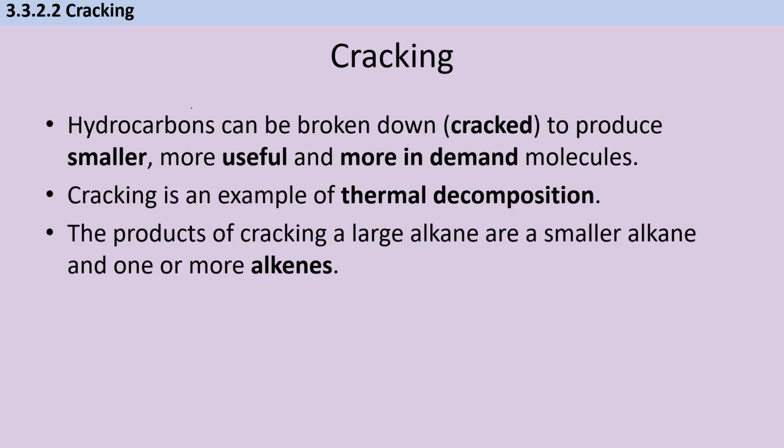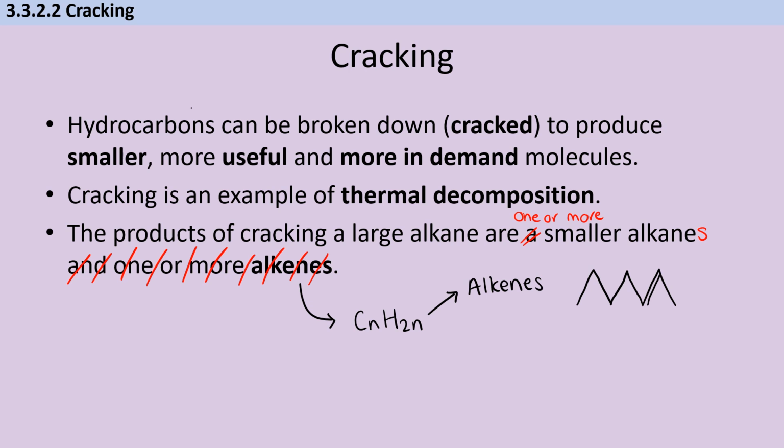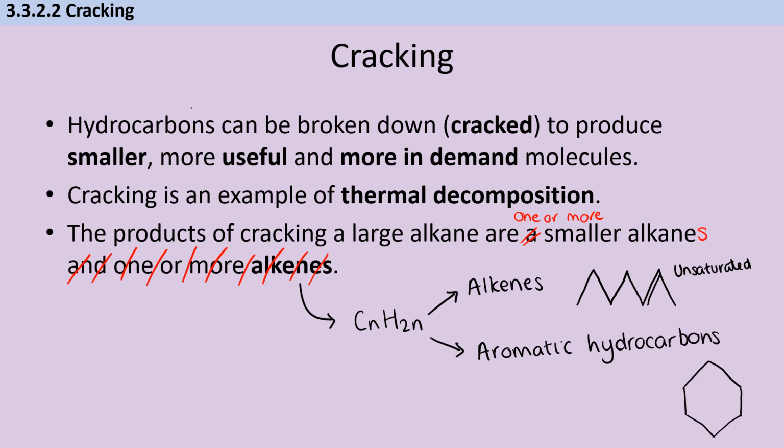So whereas at GCSE we would have said that we're going to make a smaller alkane and one or more alkenes, we can now get rid of that and say instead we're going to make a molecule that has the general formula CnH2n. Now at GCSE you learnt that that is the formula of the alkenes, so you could have a molecule like this which is unsaturated, but also it could be an aromatic hydrocarbon, so in other words a cyclical ring structure alkane, and that's going to be a saturated molecule, so it wouldn't have any impact on bromine water.